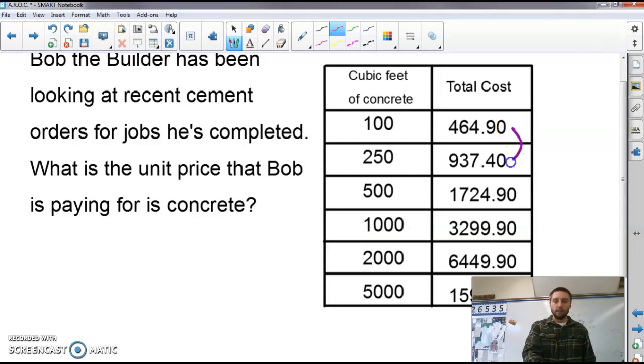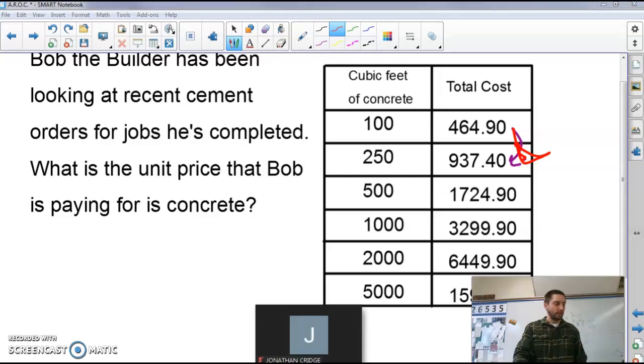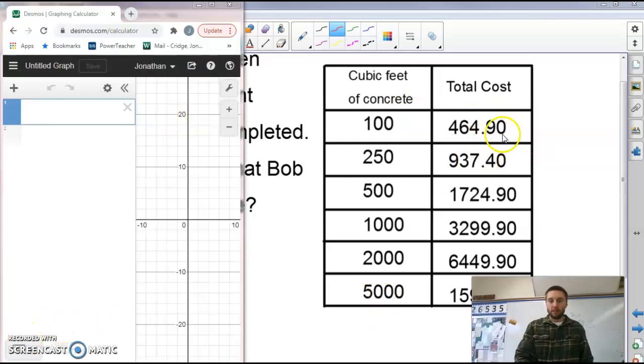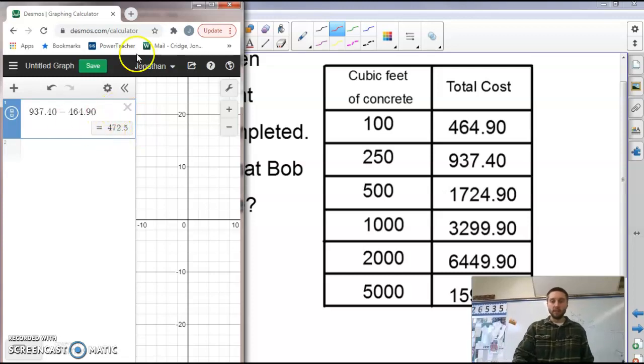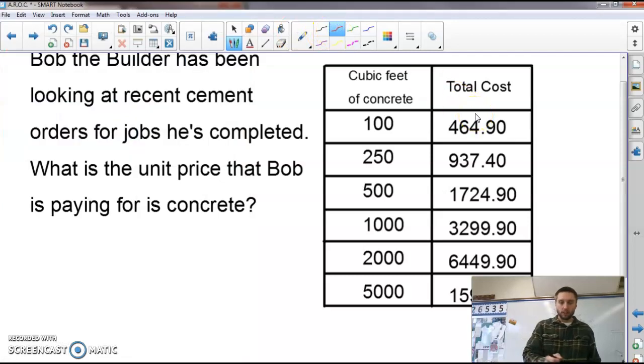All right, let's see how you did. So first thing I need to do is find the change in y here. So I'm going to subtract these. We could go ahead and grab Desmos and subtract these. So we said we needed to find how this changed. 937.40 minus 464.90. So this tells me right here 472.5. Thanks to Desmos, I know that's the change in y.